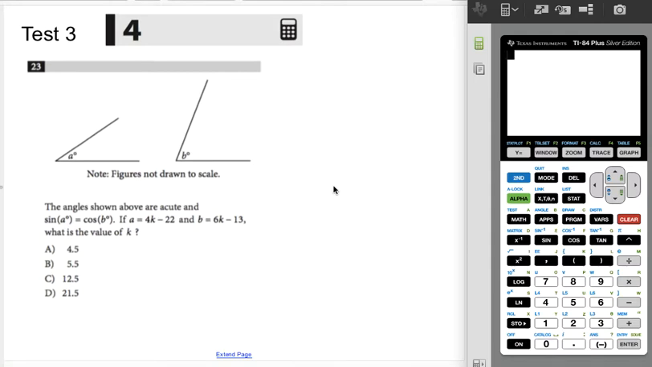All right, this is SAT Prep. We're doing test 3, section 4, and this is number 23. So note the figure is not drawn to scale. Remember, you can count on that unless they tell you otherwise.